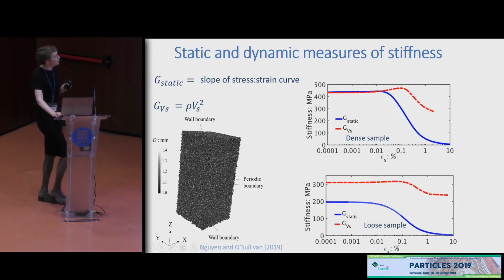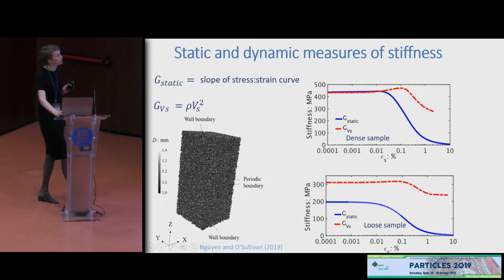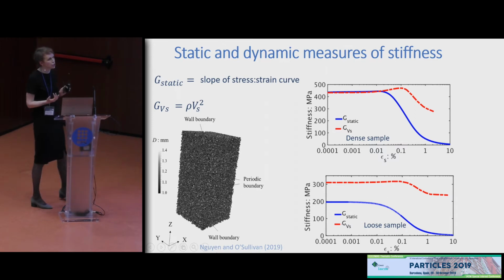Some work we've done has looked at how our measure of stiffness obtained using dynamic methods relates to measures of stiffness obtained using static probes, or just the slope of our stress-strain response. These are data from some DEM simulations carried out on an almost monodisperse assembly of spheres. We can see when our sample is dense, we get good agreement, and when it's loose, the agreement is not good. And we're trying to understand this by interrogating DEM data.